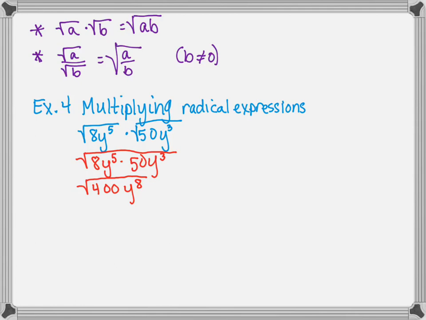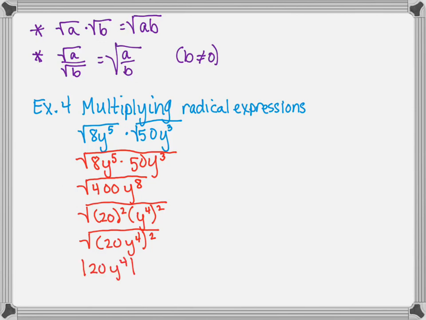Let's see if we can write both of these as perfect squares. 400 is 20 squared. Y to the eighth can be written as y to the fourth squared. So now I can combine them into one perfect square. The square root of 20y to the fourth squared. Taking the square root of 20y to the fourth squared, we get the absolute value of 20y to the fourth. 20 is positive. Y to the fourth, because it's raised to an even exponent, is also positive. So we can drop the absolute value bars and have 20y to the fourth.